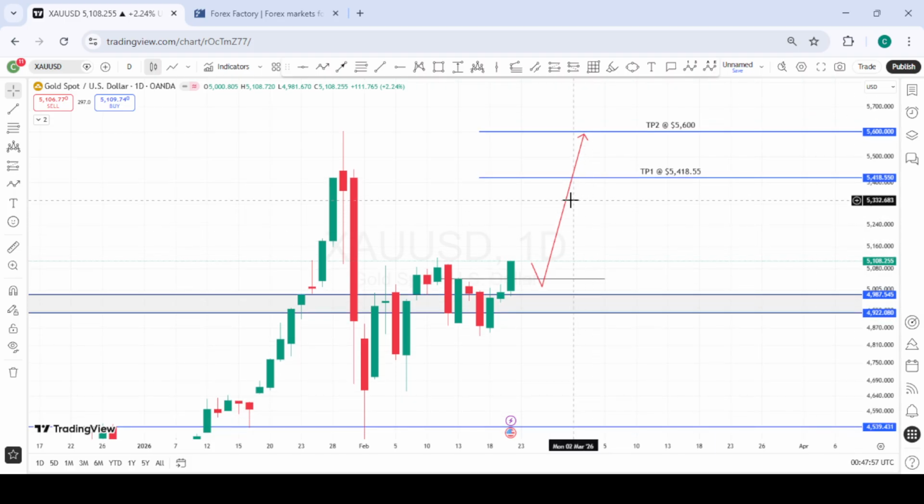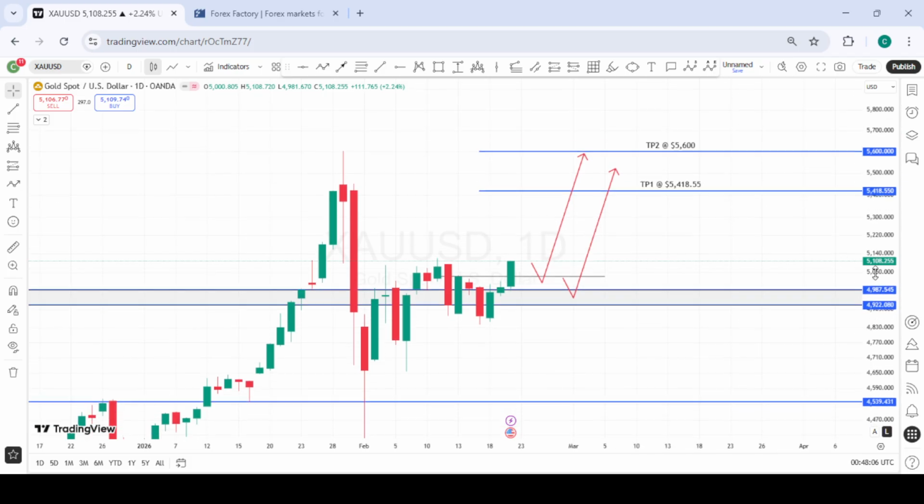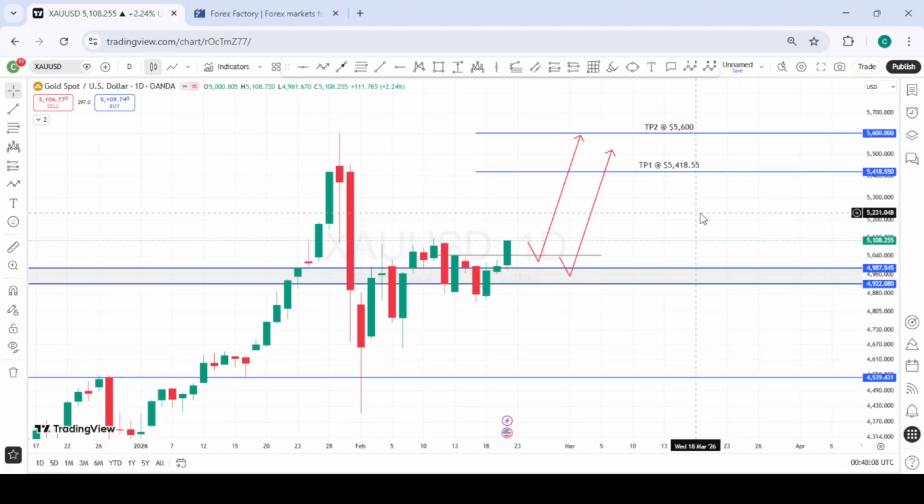Or should price pull back a bit deeper into the area of interest again, we'll be looking out for buying opportunities from this zone to take the buys to the upside. So we are extremely bullish on gold for the coming week.